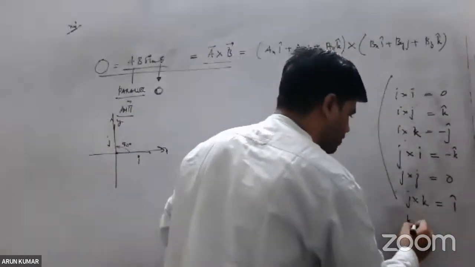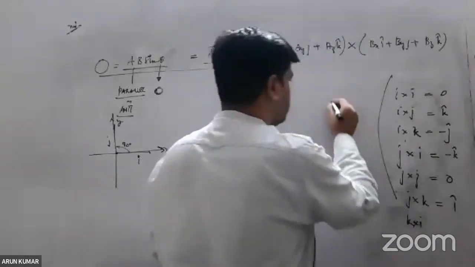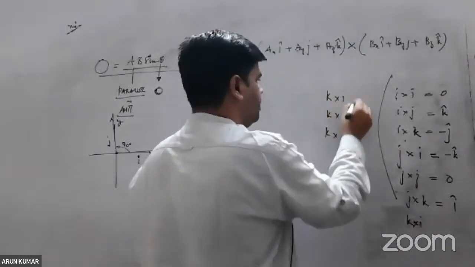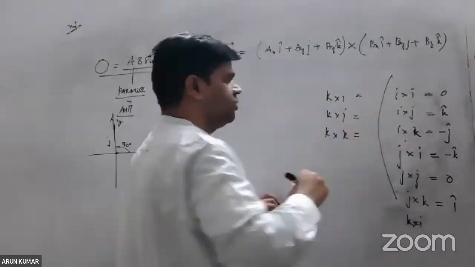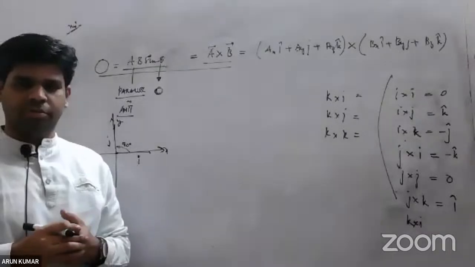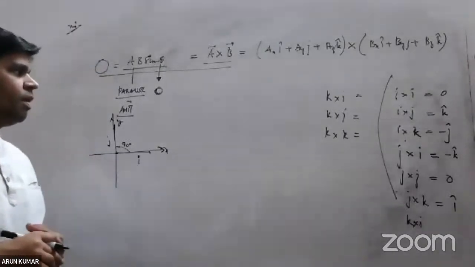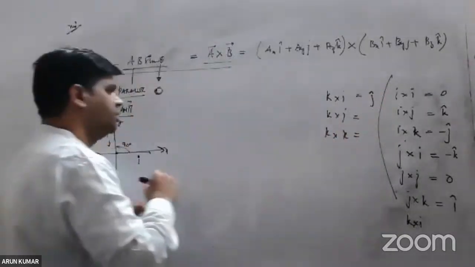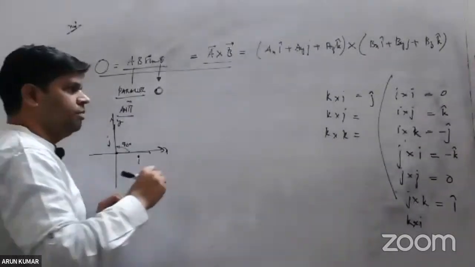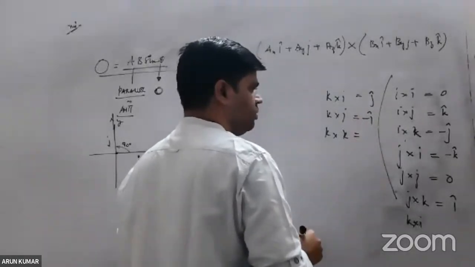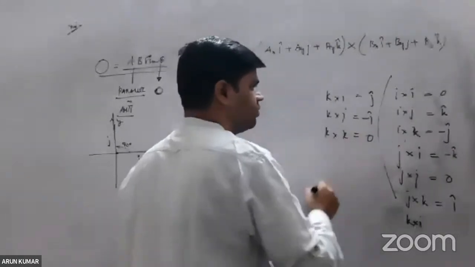Similarly k cross I, k cross j, k cross k. Answer quickly, then I'll tell you a shortcut. K cross I is j cap. All right. K cross j is minus I cap. K cross k is 0.